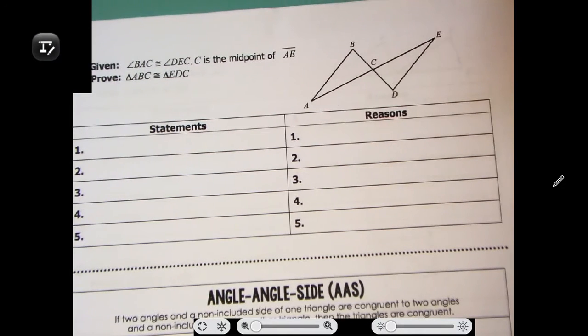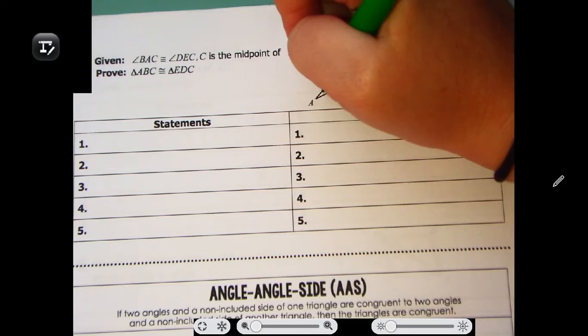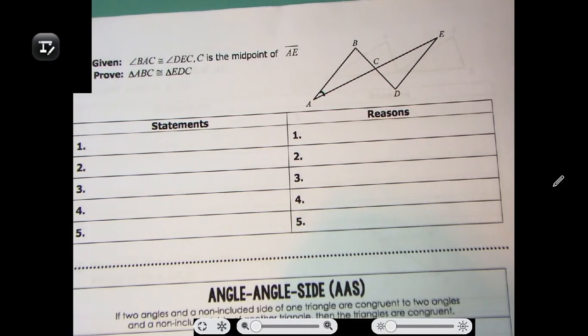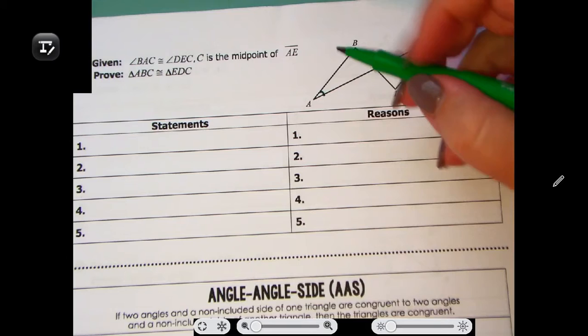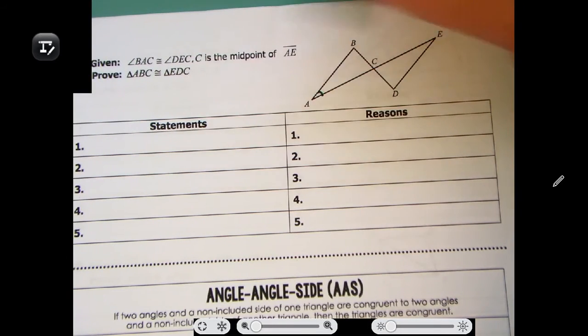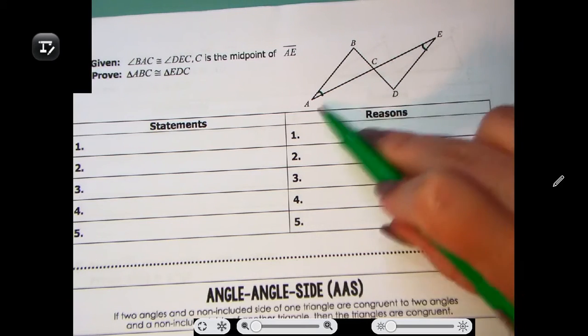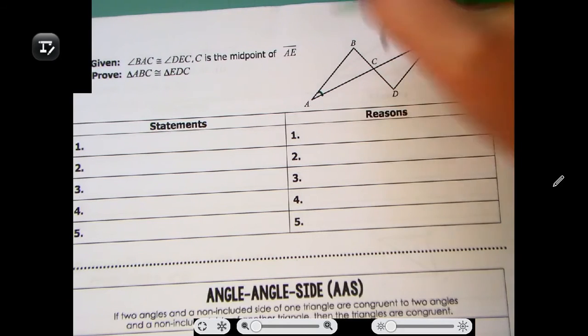So it says that angle BAC is congruent to angle DEC. So BAC, so we're talking about this angle right there. And then it also says that C is the midpoint of AE. Oh, whoops, I didn't mark the other one. Sorry. So DEC, so DEC right there. And then the next thing, so C is the midpoint, so it's halfway of AE. It cuts it in half, which then means that this is congruent.